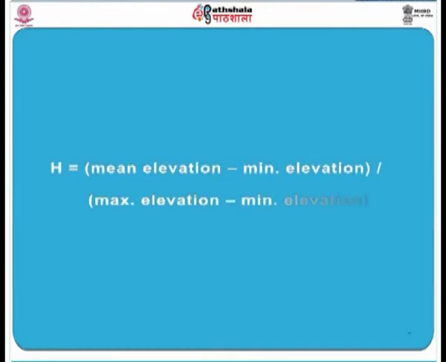The hypsometric integral is the simplest way to characterize the shape of the hypsometric curve of a given drainage basin. The area under the hypsometric curve is called the hypsometric integral and it can be calculated by a formula which is H equals mean elevation minus minimum elevation divided by maximum elevation minus minimum elevation.